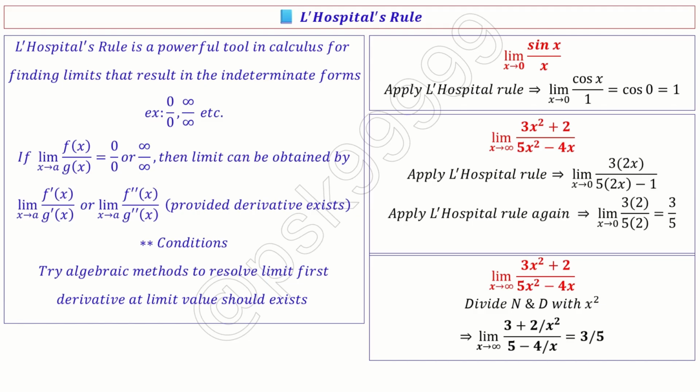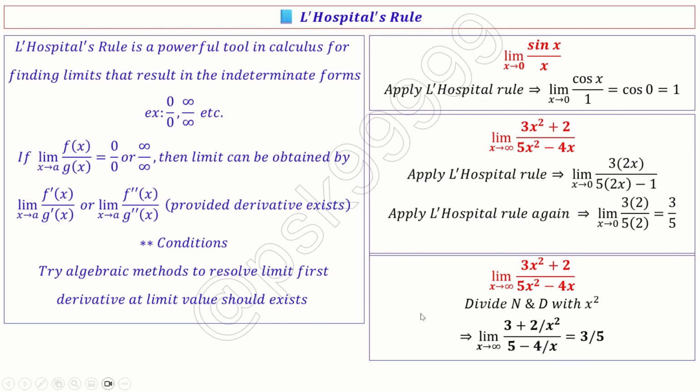Okay, another one. Limit x tends to infinity, 3x square plus 2 divided by 5x square minus 4x. I think it's the same. I'm just showing the other way to solve it. This is what I explained. Divide the numerator and denominator by x square. So you will get 3 plus 2 by x square divided by 5 minus 4 by x. Now since x is tending to infinity, 1 by x square will be 0. So this term is 0, this term is 0. So it is 3 by 5.